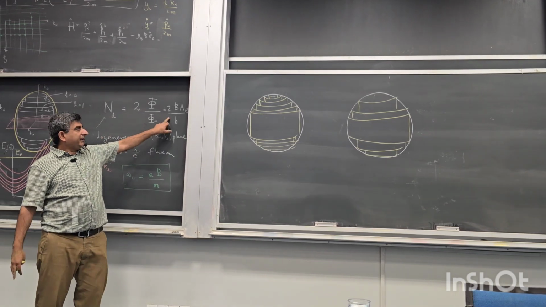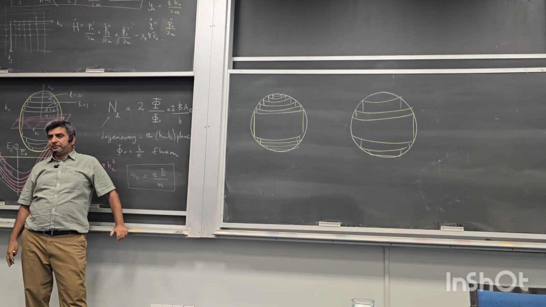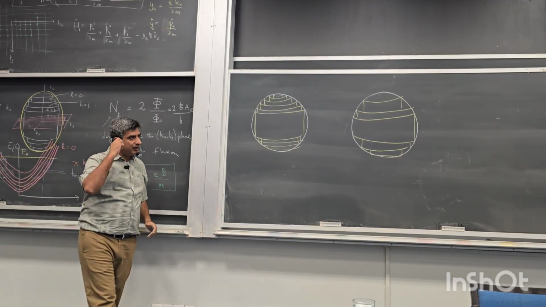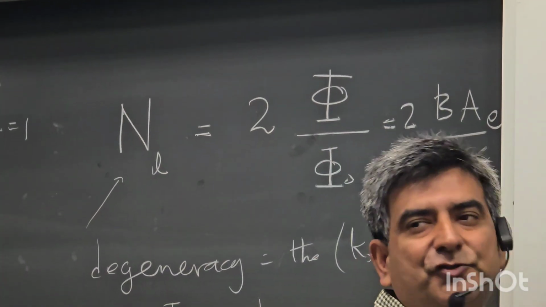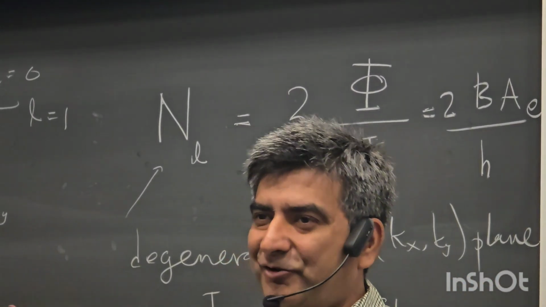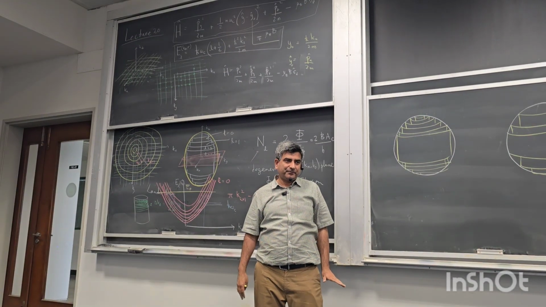And that can be seen here. If B goes up, the degeneracy of each of these Landau tubes goes up. So two effects really happen. One is that this degeneracy changes. The second effect is that the Fermi sphere also changes. It can compress or expand a little bit, as we will see in a minute.